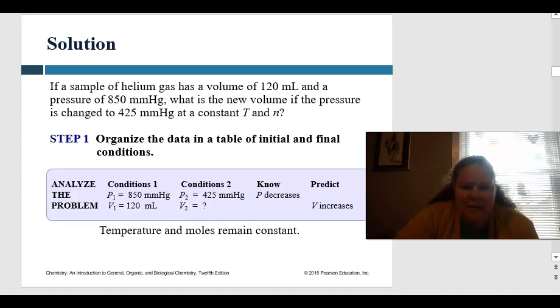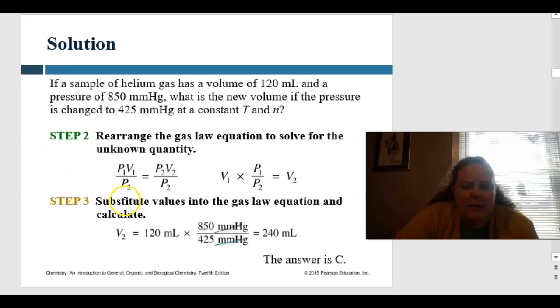So let's set it up. We're going to organize the data again in the table of initial and final conditions, again knowing that temperature and moles are going to remain constant. And then we're going to set it up so that we solve for V2. You can see that when we do that, V2 is going to end up equaling 240 milliliters, and the answer is C. All right, good job.